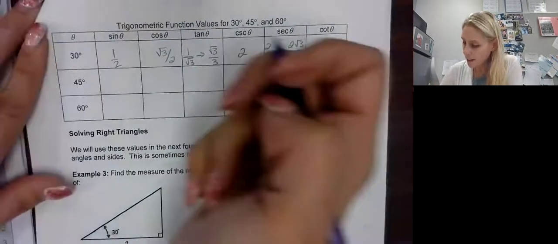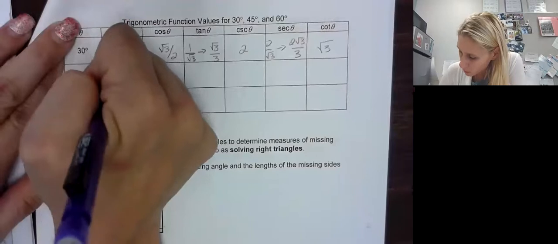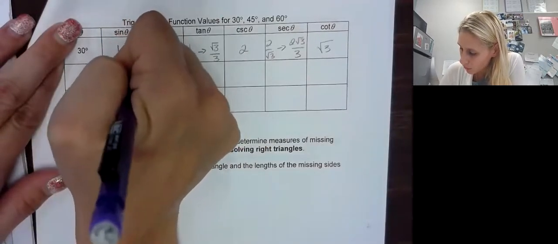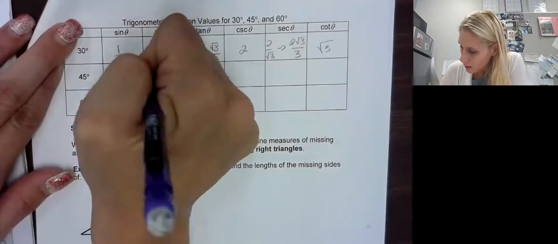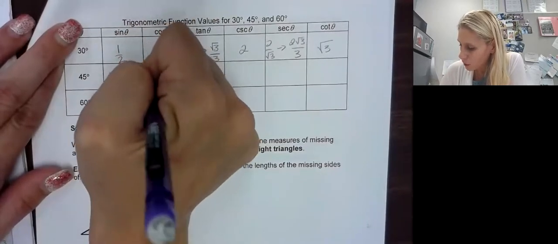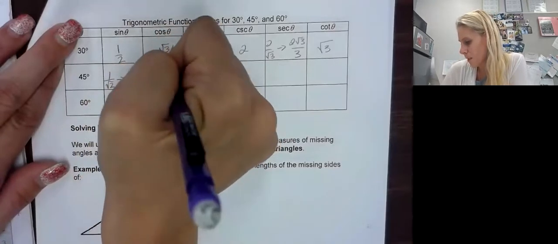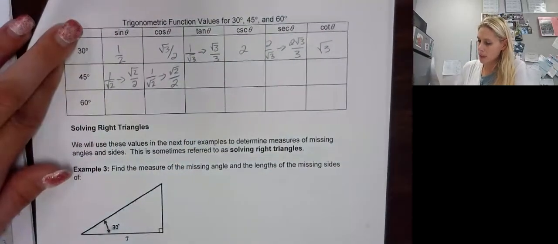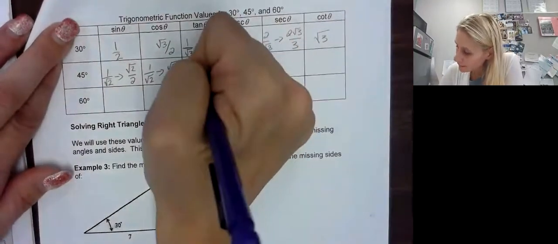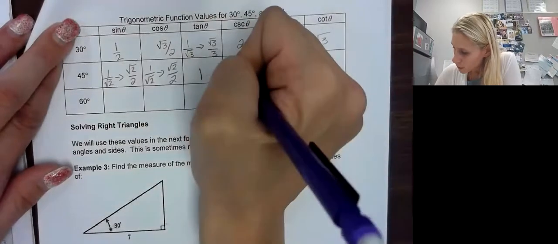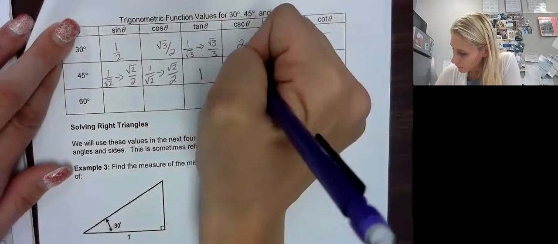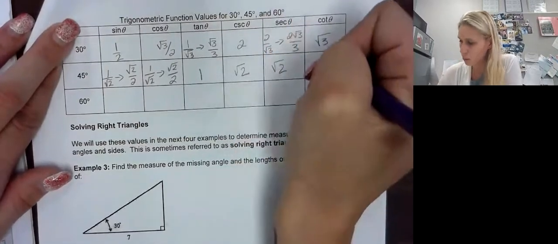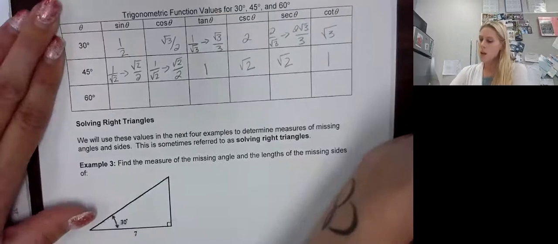Let's do our 45s. We had 1 over the square root of 2, which we're going to rationalize now, which is the square root of 2 over 2. I'm still going to write this, even though you know it's the same, because it helps us find our secant better. Okay, tangent 45 is 1. So cosecant is square root of 2. Secant is square root of 2. Cotangent is 1. All right.